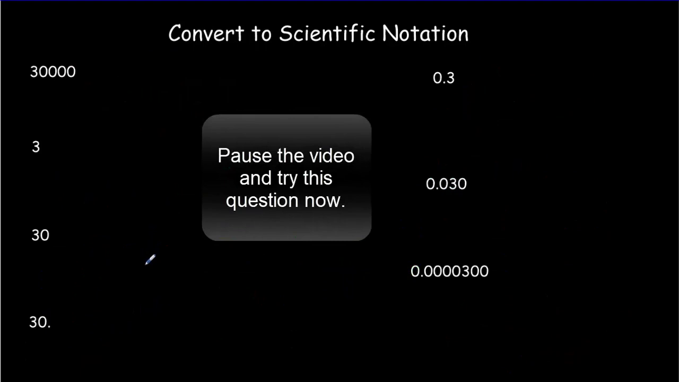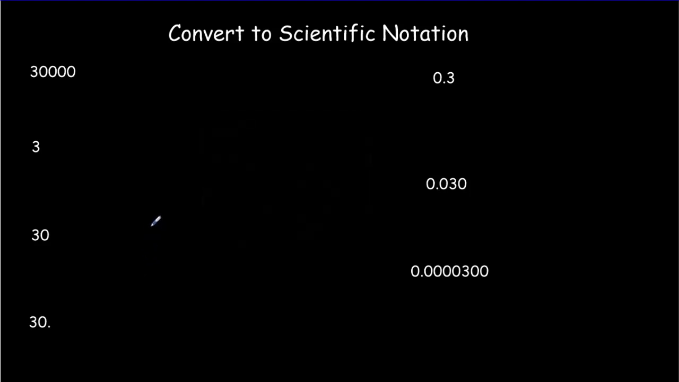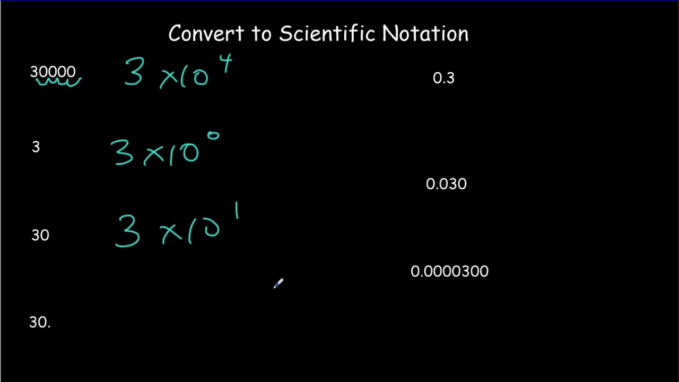Okay, let's get some practice. Pause the video, convert these numbers to scientific notation, and then come back for the answers. First one, we'd have to shift 1, 2, 3, 4 places, so this would be 3 times 10 to the 4th. This one here, we wouldn't have to shift it at all, so that would be 3 times 10 to the 0. Here we'd have to shift by one place, so this would be 3 times 10 to the first. This one, the 0 is significant, so this would be 3.0 times 10 to the first.